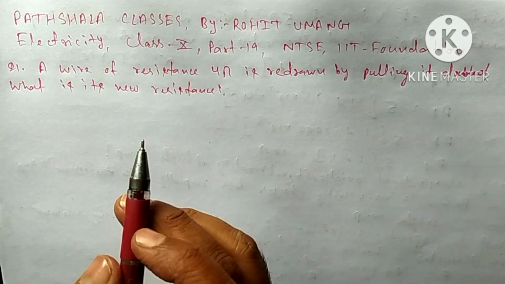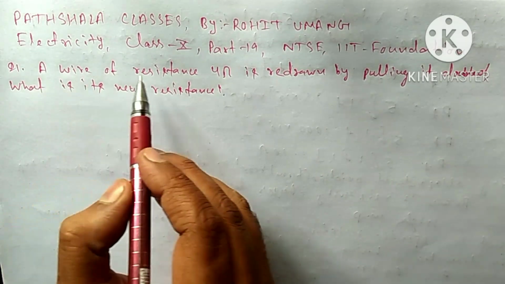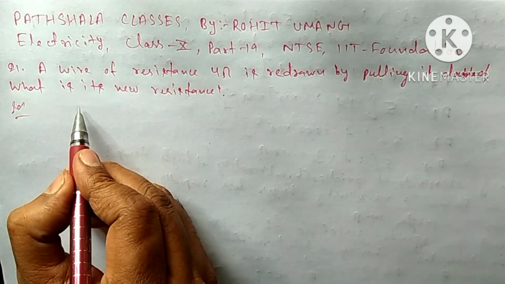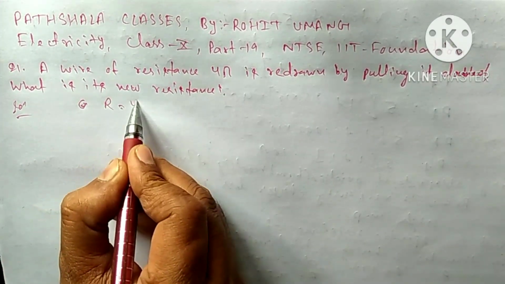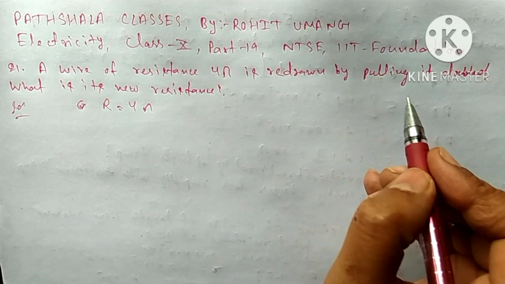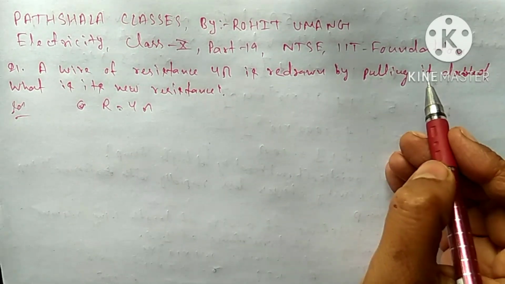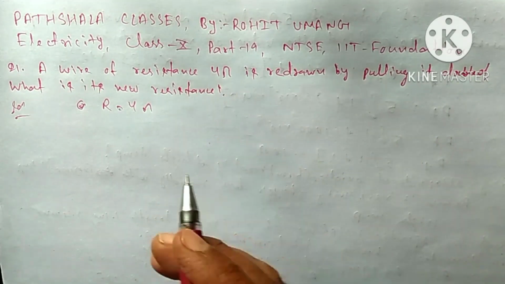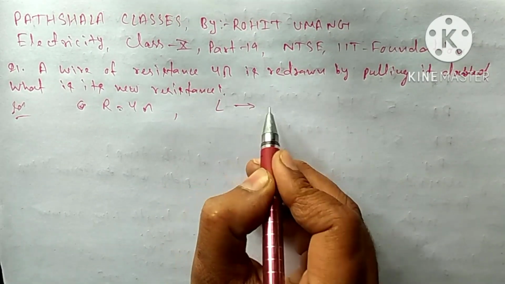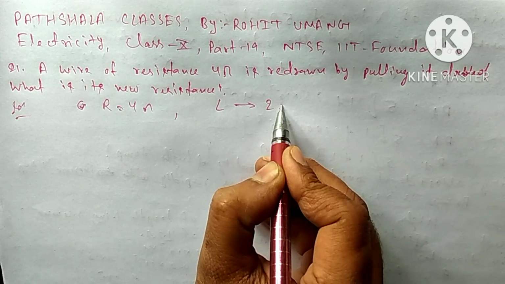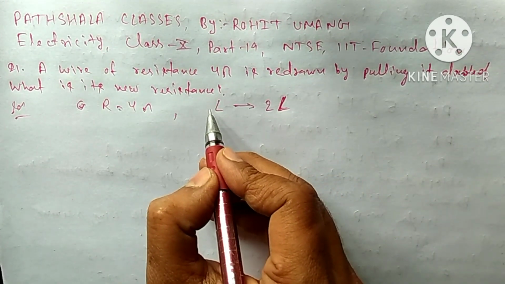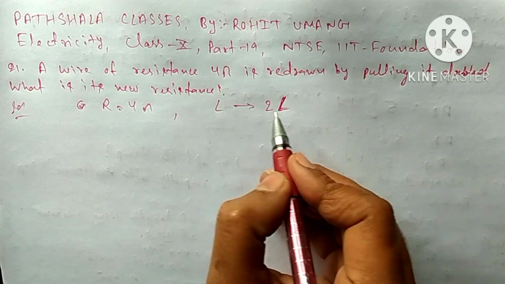In this question, it is about a wire of resistance 4 ohm. Here it is given that one wire has resistance 4 ohm and is redrawn. That means by pulling, redrawn means the wire is pulled, so its length is doubled. Suppose initially it has length L, and after pulling it becomes 2L.